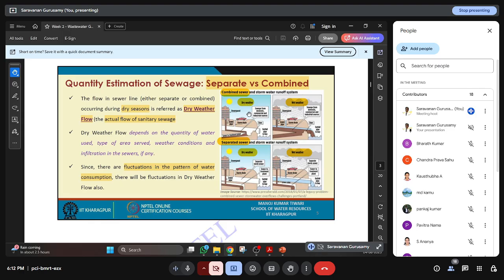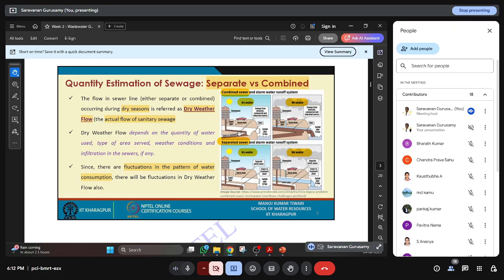But in the dry weather, only the sewage will come. But in the wet weather, both the sewage and the storm water will come. So if we are handling both in the same sewer line, then it is called a combined sewer. If we have two separate sewer lines, one for the sewage, one for the storm water, then it is called a separate sewer line. You got the difference, right?